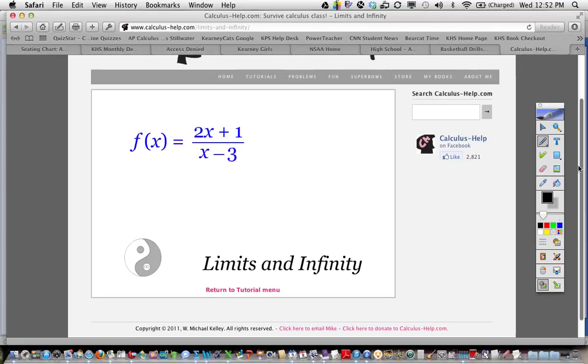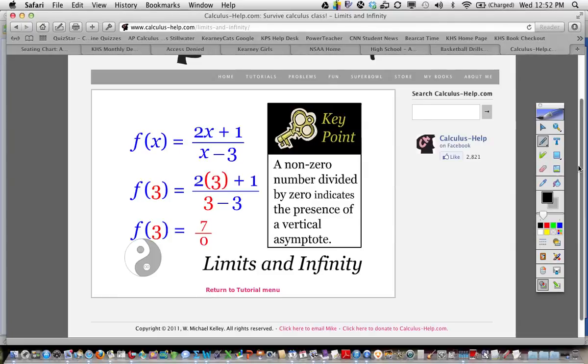For example, take a look at this function. F of x equals the fraction 2x plus 1 divided by the quantity x minus 3. Now, if you plug in 3 to this, you're going to get 7 divided by 0. Now, I know we've seen 0 divided by 0 in a lot of previous examples, but we've never seen a non-zero number divided by 0. Well, that's bizarre, I know, and it indicates something important.